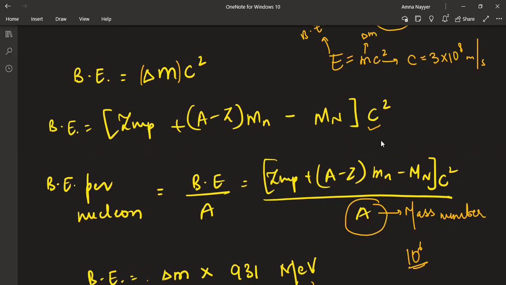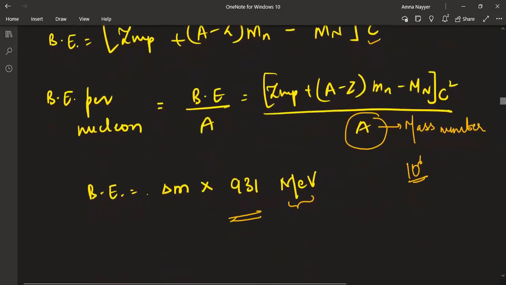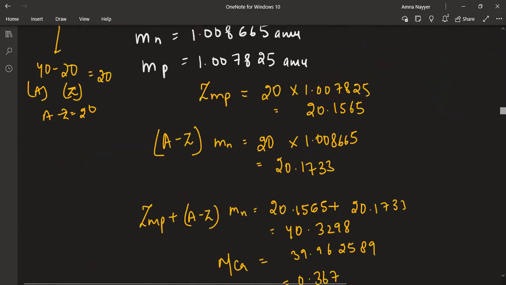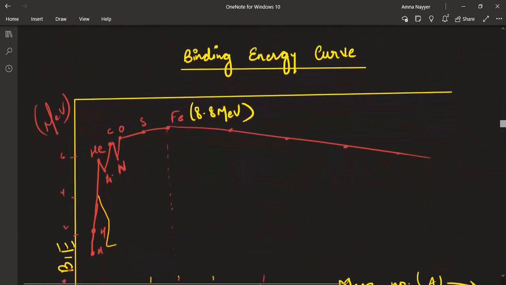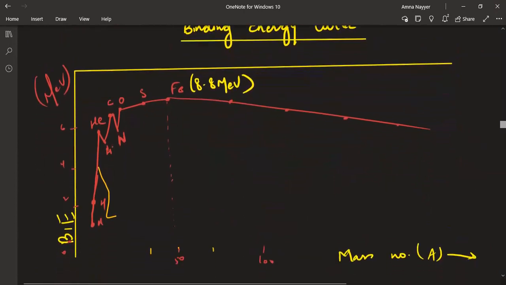Now, an alternative to squaring the speed of light and calculating it is to multiply the mass defect by 931 MeV, so you'll get your answer in terms of mega electron volts. This eases our calculation. Then the binding energy curve is there. This is not very important. I have told you also. Go through the notes, have a look at it once.